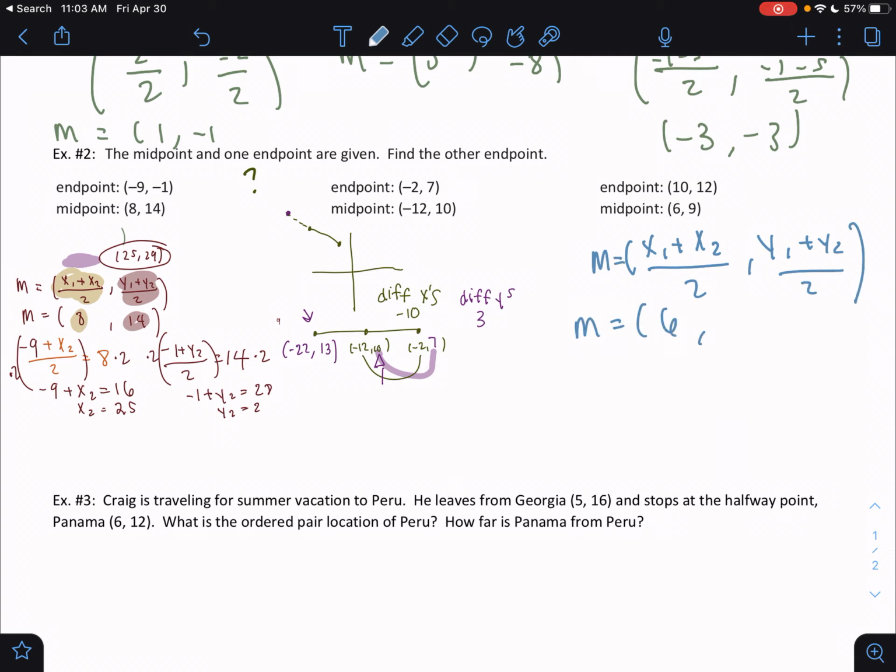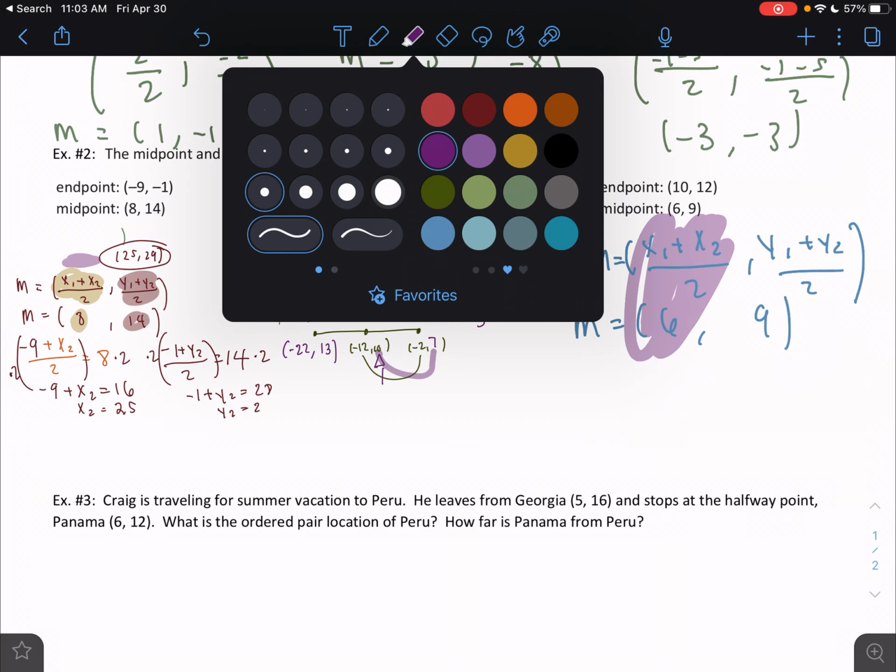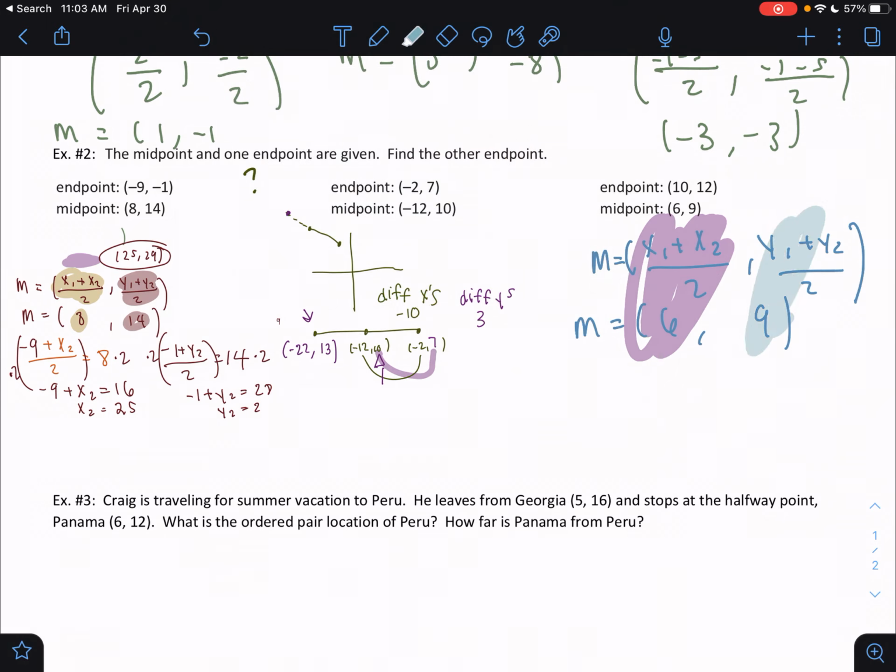So my midpoint is 6, 9. So remember, these will be equal to each other, and then these will be equal to each other. So formula-wise, I know what my x1 is, so I'm going to have 10 plus my x2 divided by 2 equals 6. I know what my y1 is, 12 plus y2 divided by 2 equals 9.